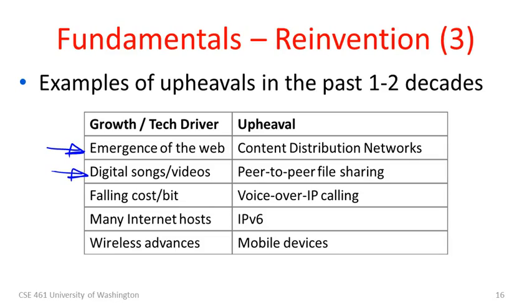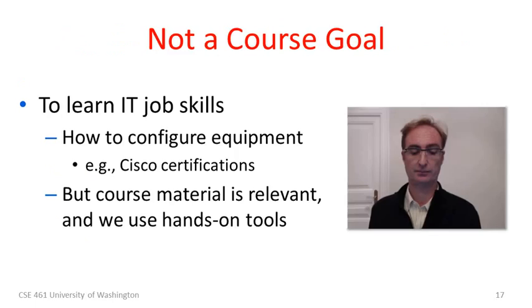The falling cost per bit for sending messages across the internet has actually led to a lot of voice over IP calling, where traffic on the traditional telephone network is moving back onto the internet. The explosion in the number of hosts has stressed some of the internal internet protocols, and because of that, we're on the verge of really rolling out the deployment of a new internet protocol called IP version 6 inside the network. And many wireless advances have led to a great proliferation of mobile hosts. These hosts are somewhat different than traditional hosts. They move and still expect to have network connectivity, so that stressed the protocols in different ways.